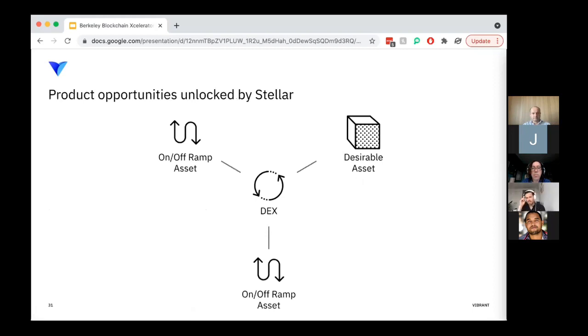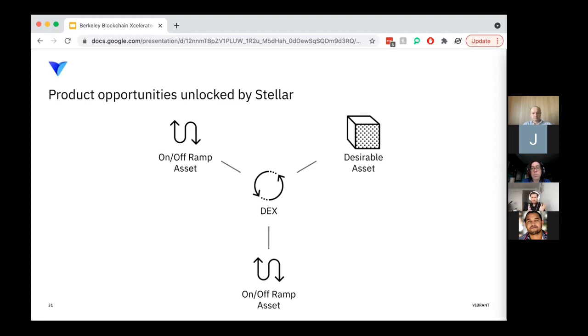The way I like to think about product opportunities on top of Stellar, this is an oversimplification, and you can put the other teams on this call through this lens as well, is that you've got really two categories of assets: on and off ramp assets and desirable assets. On and off ramp assets might be the Argentinian peso or the Nigerian naira. These are ways for people to load value into and out of the network. It's what an anchor is, what Justin said before. And then you have assets that people are trying to get to for some financial goals. These are things like USDC, the dollar stablecoin, or Tesla stock.